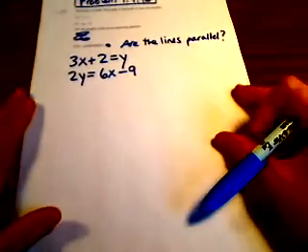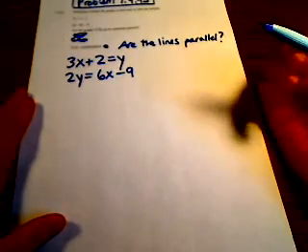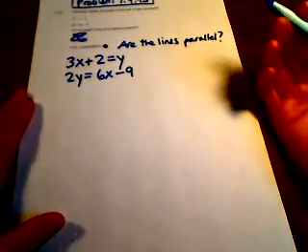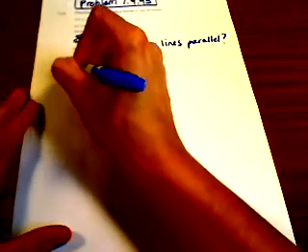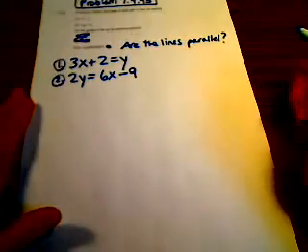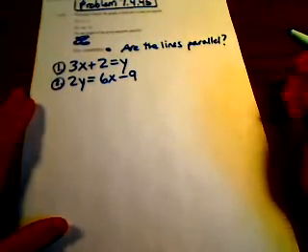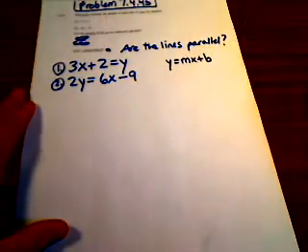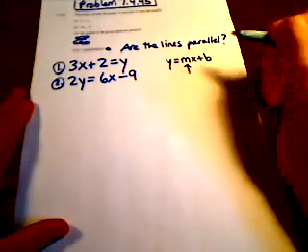So in order to determine if lines are parallel, we have to take a look at their slopes, and that's because parallel lines will always have the same slope. And so what we want to do is take each of these equations and put them in slope-intercept form, which is our y equals mx plus b form, so that we can identify what the slope is.